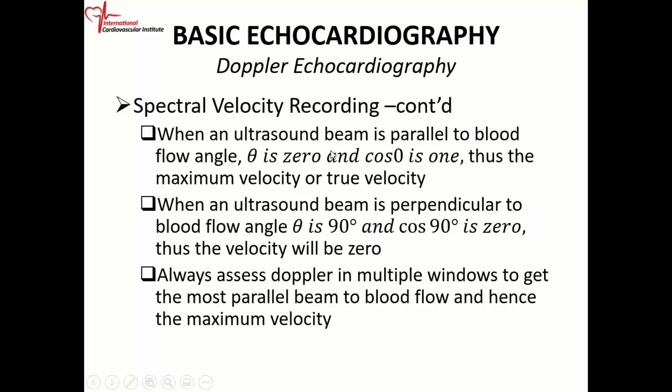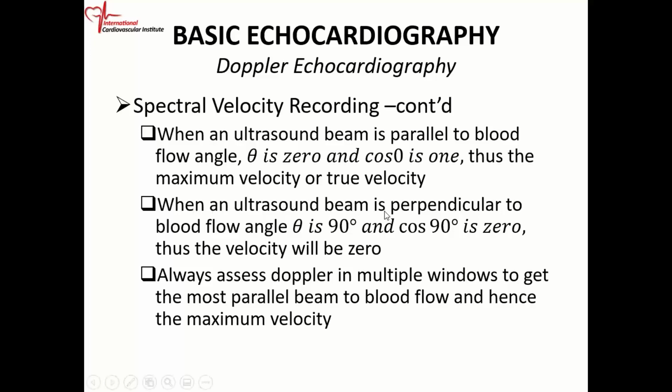So very important observation. When an ultrasound beam is parallel to blood flow, the angle theta is zero and the cosine of zero is one. Thus, you get maximum velocity, or the true velocity. If it's not close to zero, the velocity that you're going to get is not going to be maximum velocity. It's going to approach maximum velocity, but it's not going to be the maximum velocity.